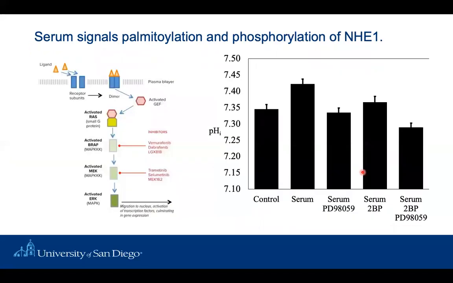The assays also indicated that serum signals palmitoylation and phosphorylation of NHE1. One or many of the agonists or small molecules present in serum may activate a cascade that activates MAPK, thereby phosphorylating NHE1 and increasing activation. This is indicated by the graph on the right that shows serum stimulation.